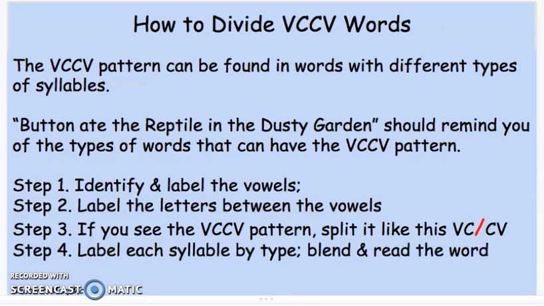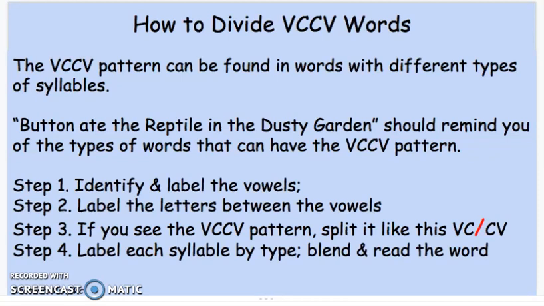So, in this lesson, you learned that the VCCV pattern can be found in words with different types of syllables. You also learned that the sentence, Button ate the reptile in the dusty garden, can remind you of the types of words that can have the VCCV pattern.